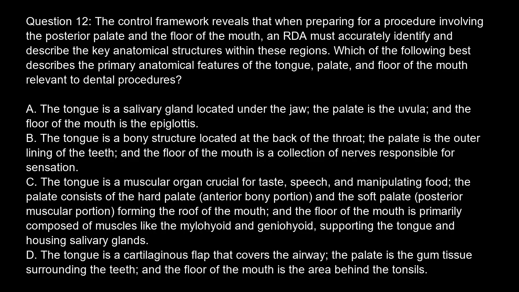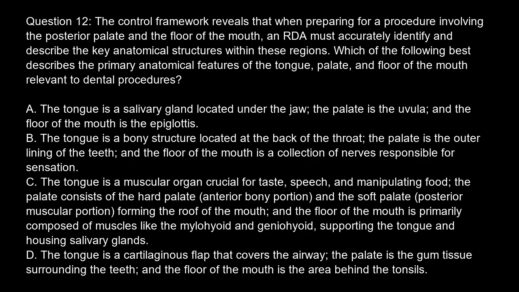Option C. The tongue is a muscular organ crucial for taste, speech, and manipulating food. The palate consists of the hard palate, anterior bony portion, and the soft palate, posterior muscular portion, forming the roof of the mouth, and the floor of the mouth is primarily composed of muscles like the mylohyoid and geniohyoid, supporting the tongue and housing salivary glands.